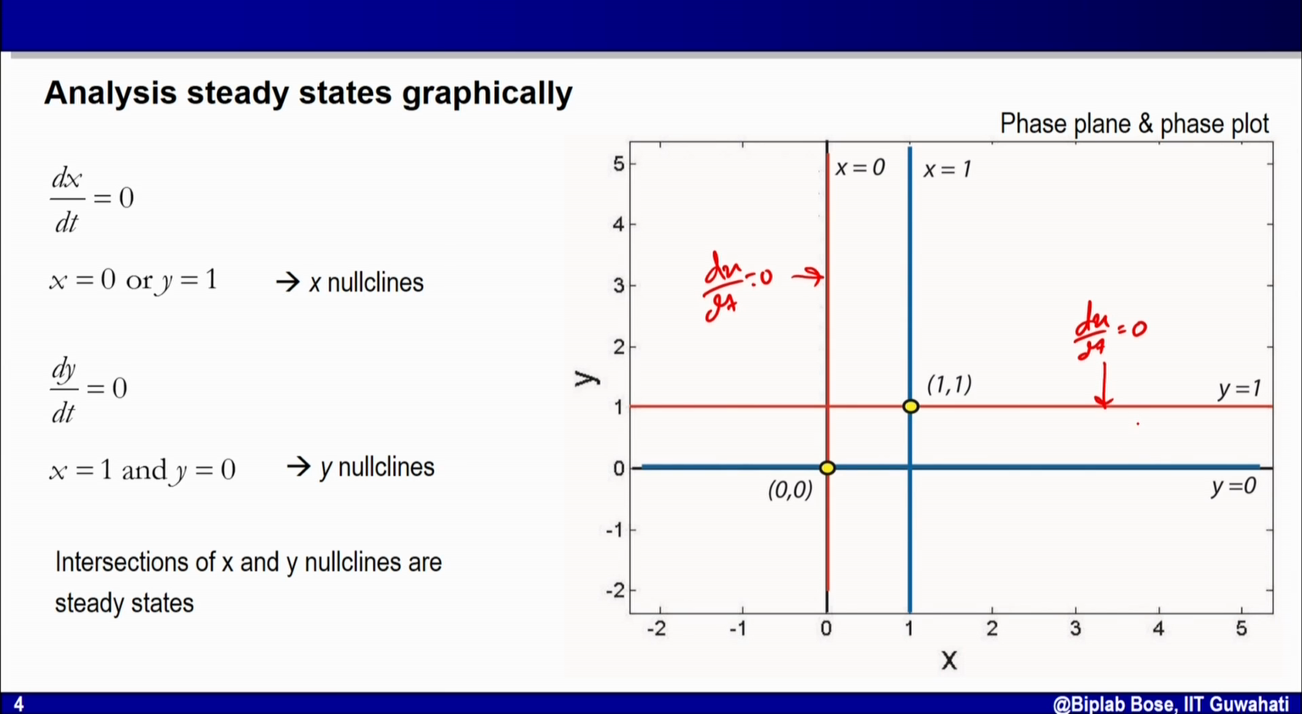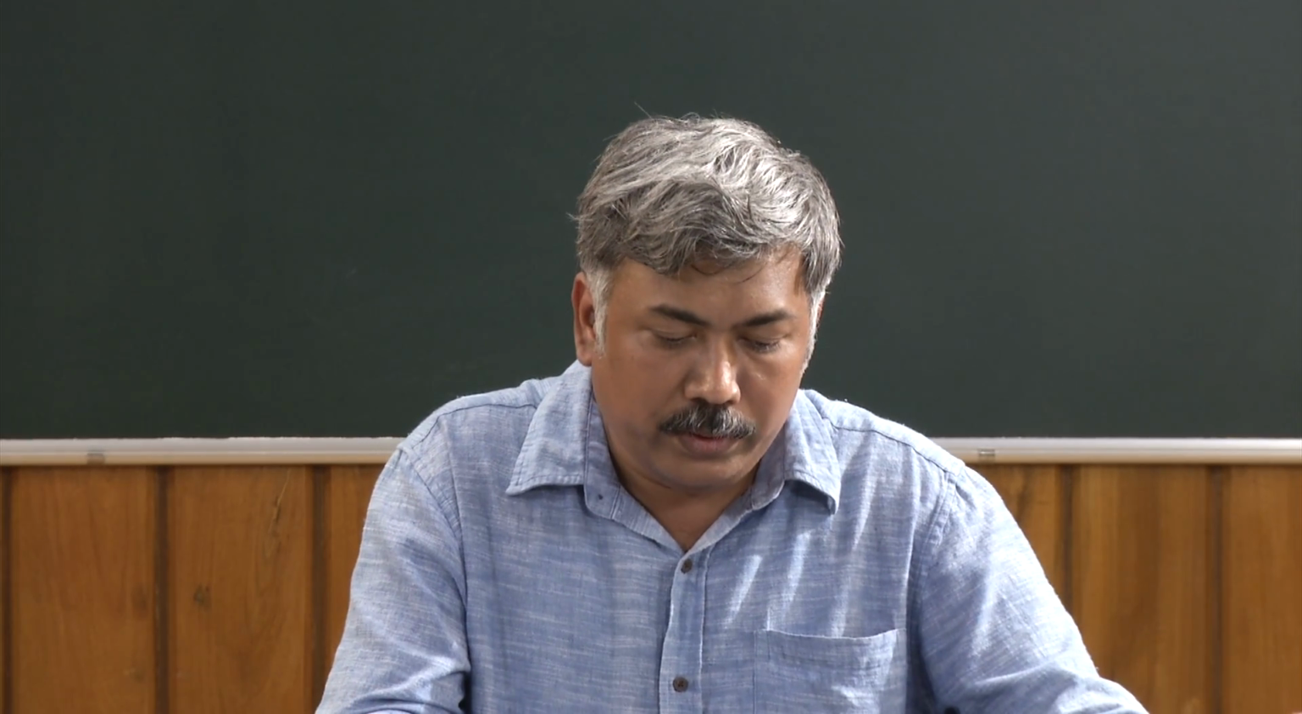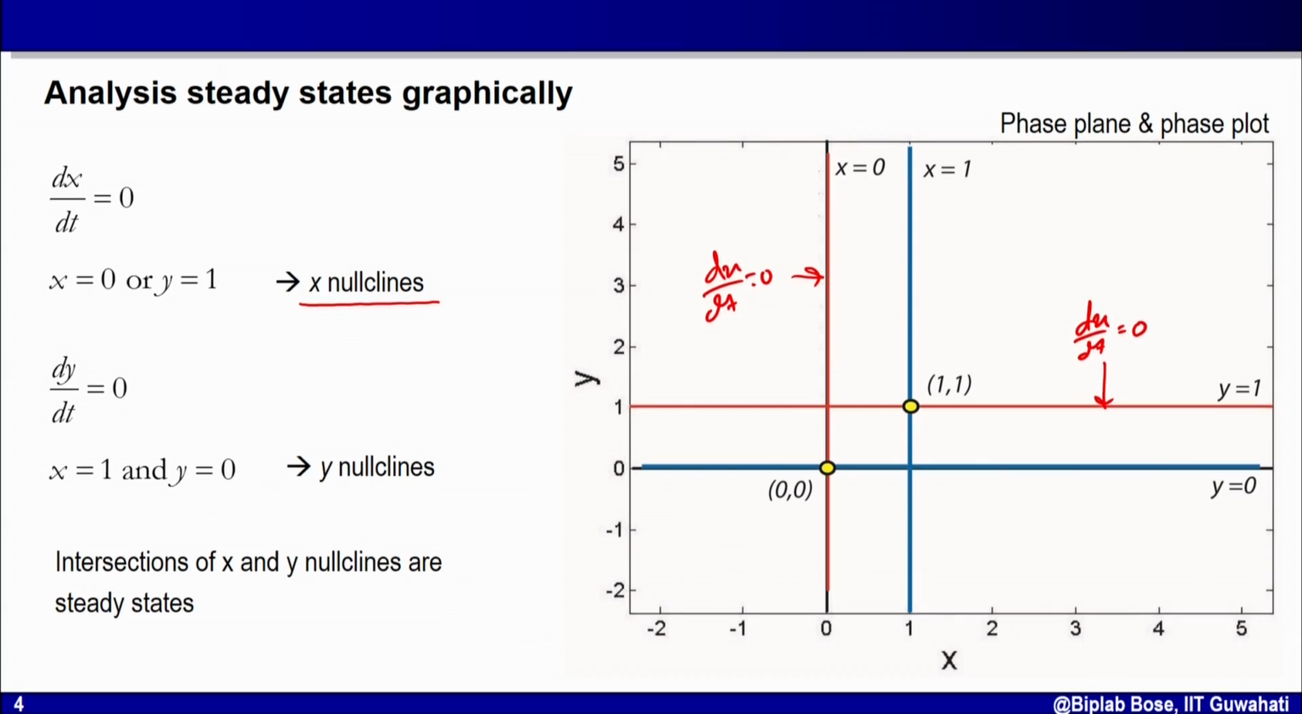So these two lines are called x null lines. Null means 0, clines means slope. So the slope of x along these lines is 0. That's why this is called x null lines.